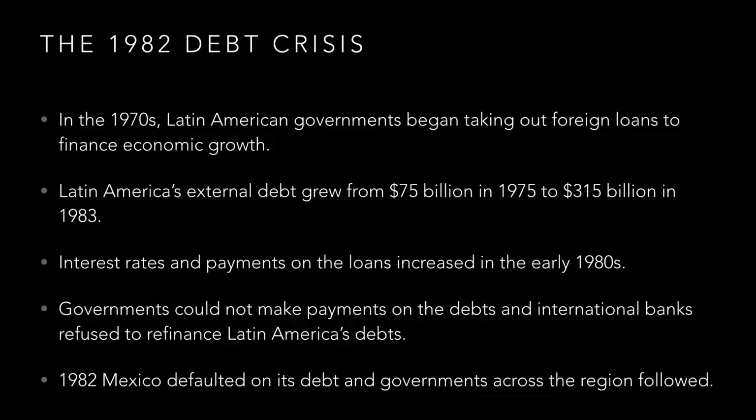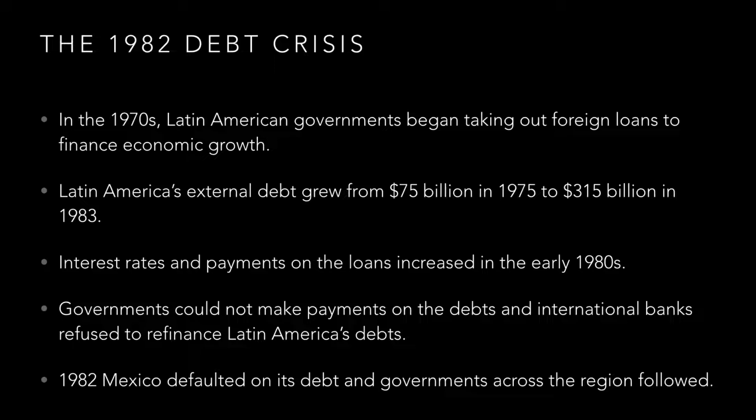During the 1970s, Latin American governments began taking out foreign loans to finance economic growth. This had to do with very low interest rates that were available at the time, and also high oil prices. And this benefited oil exporters such as Mexico and Venezuela. There was pretty dynamic economic growth during the 1970s, and these were actually good times for the middle class.